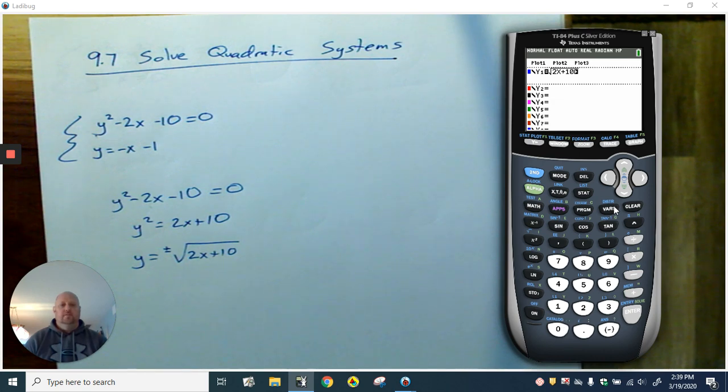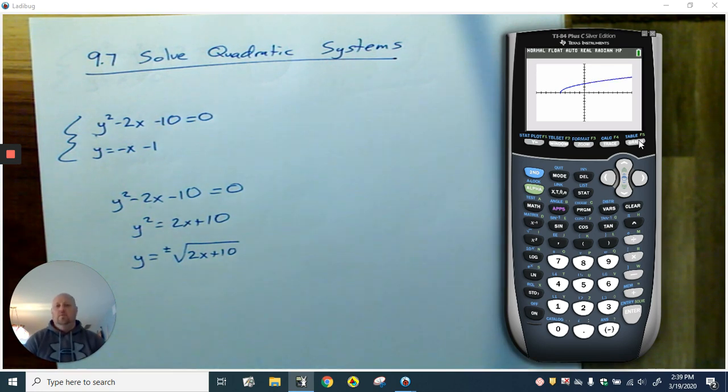But if we press graph right now, that is going to graph half of our parabola. It's not going to graph the whole thing. Okay, so we want the whole thing, so we have to make sure that we put that in one of the y's. In the second y, or another one, we just put the negative version of that same exact thing. So we get negative square root of 2x plus 10. Okay, so that's how we get the whole conic section. That's how we get the whole parabola.